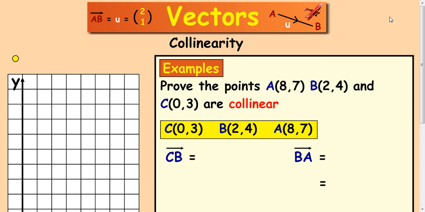In this lesson we're going to look at collinearity again. We've already seen this in the straight line topic, but we're going to use a different technique here in vectors to prove 3 points are collinear.